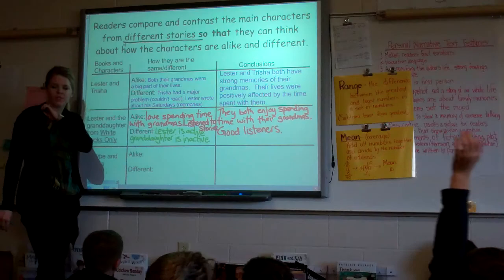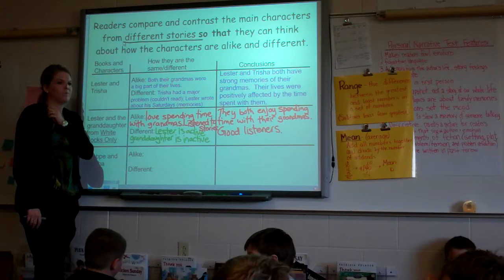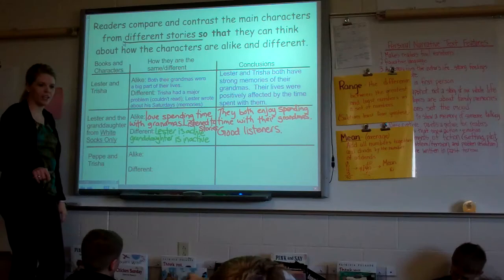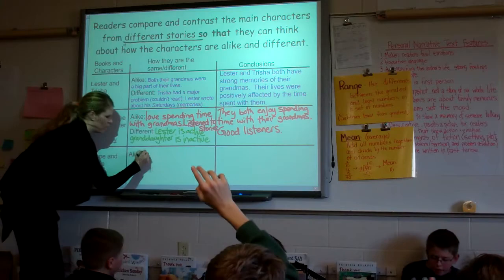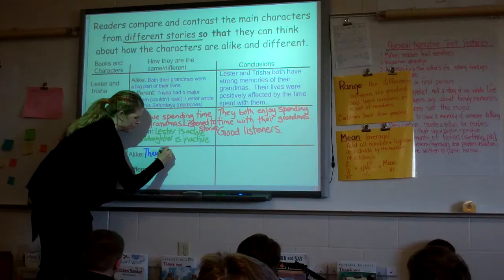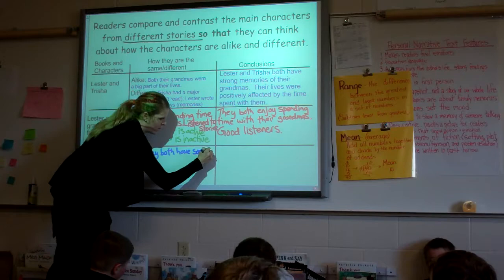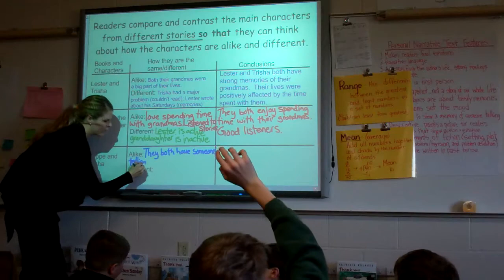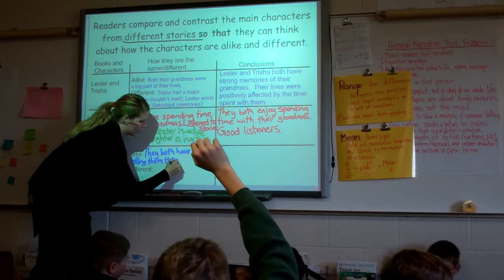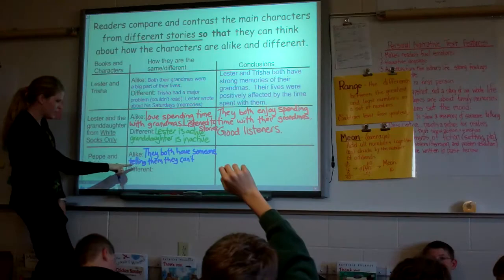Both of them, like, there's somebody holding them back, like the bully from Trisha and Pepe's father. Okay, so they both have someone telling them that they can't do something. Did anyone say anything like that? Ooh, good. What else, how they are alike? Austin, what'd you guys say? Well, someone's making them not want to do something, like their dad, Pepe's dad. Yes. They're both going through hard times, kind of like what Lauren said. So they both have someone telling them they can't do things.